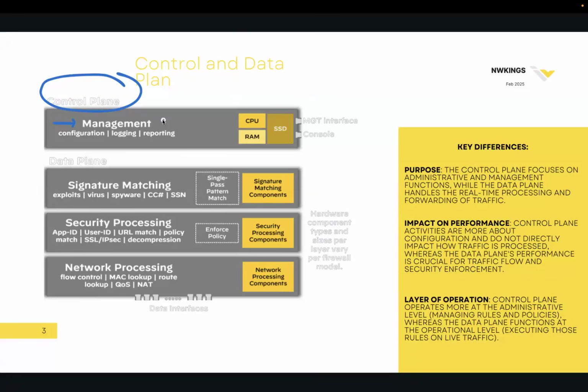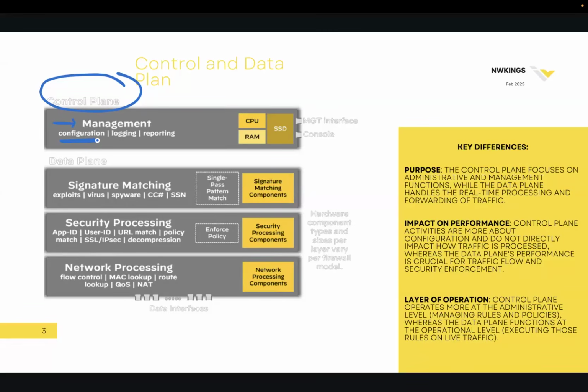What kind of traffic? For example, configuration. Whatever configuration you are doing, set, device config, IP address, object, type, any configuration which you are doing, it is being managed by the control plane, because configuration is the thing which decides where the traffic goes, right? So that configuration is taken care of by the control plane.